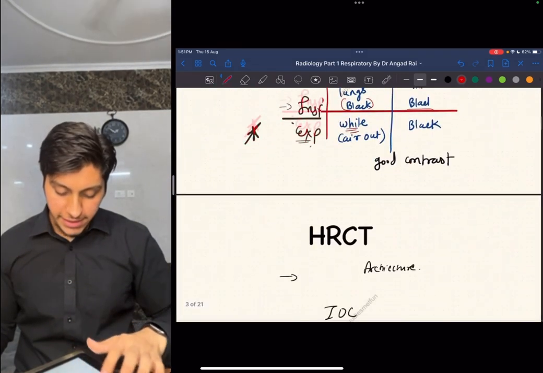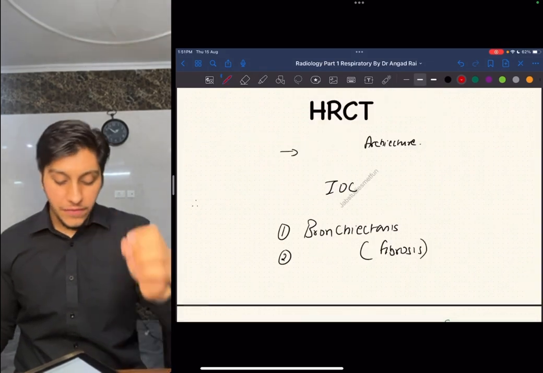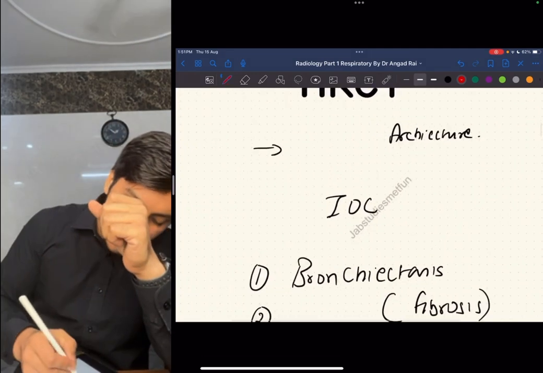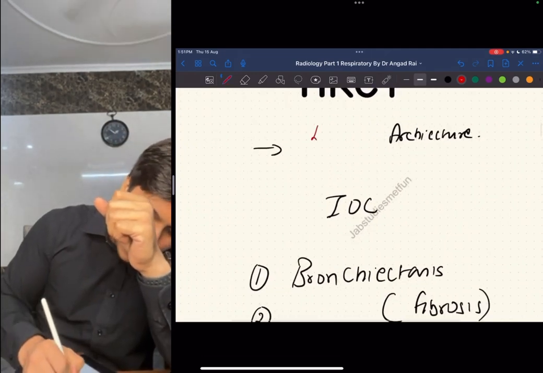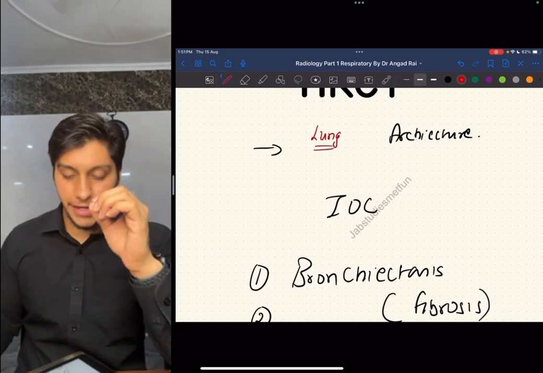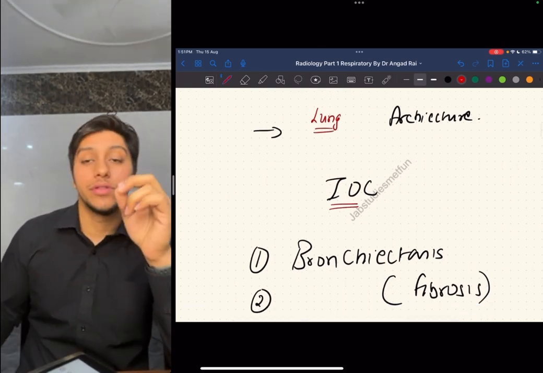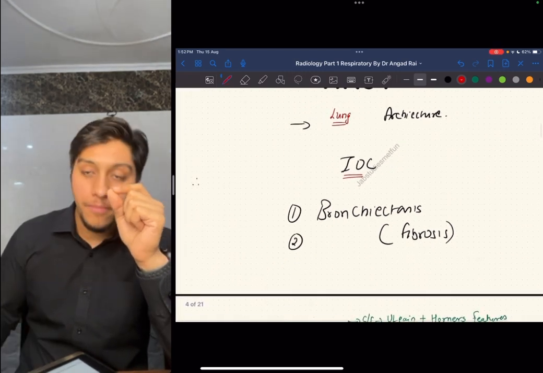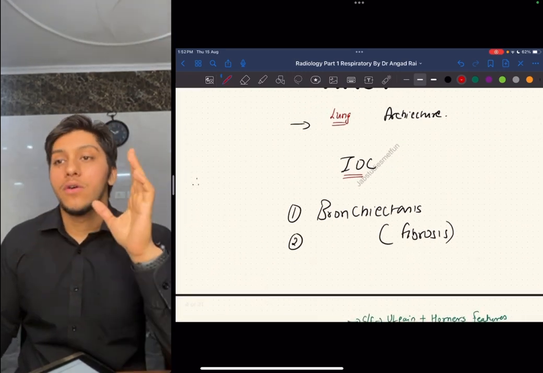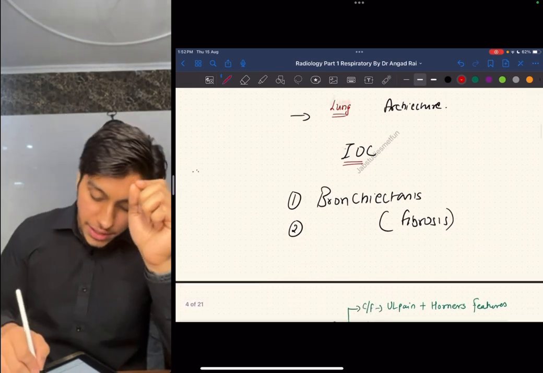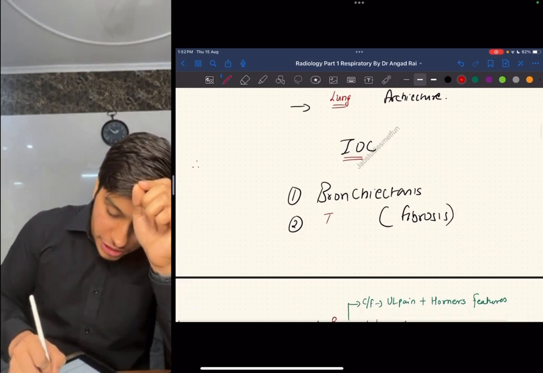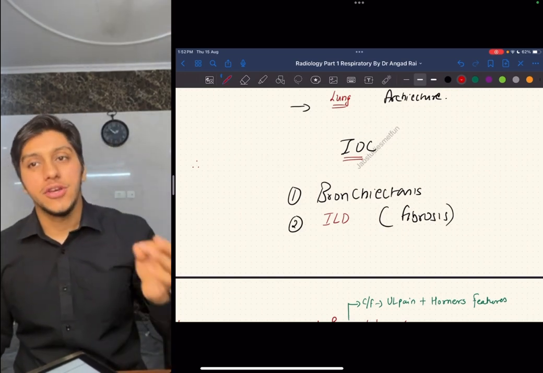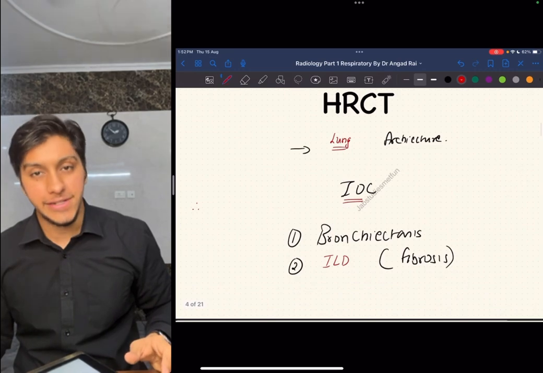Okay, next guys, let's talk about HRCT, which is high resolution computed tomography. Why do we do this? We do this HRCT to check the lung architecture. There are two conditions in which HRCT is going to be the investigation of choice, guys. One is going to be bronchiectasis, which is permanent dilatation. We talked about this already. Another condition is going to be interstitial lung disease, ILD, which is basically fibrosis. So in those conditions, you're basically going to do HRCT.